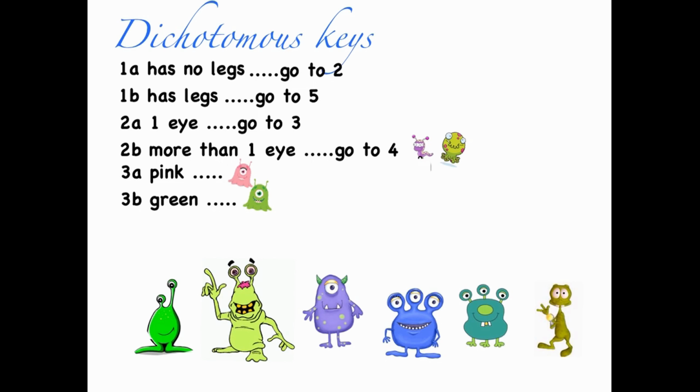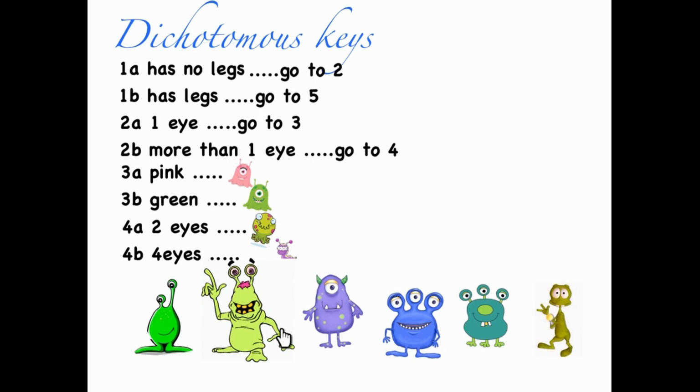Now we need to identify these 2. And again, there's no right way to do this. I could do this by color. I could do this by shape. I'm going to do it by the number of eyes. All of these have now been uniquely identified. So now I need to go on to 5 and figure out a way to subdivide these remaining species.